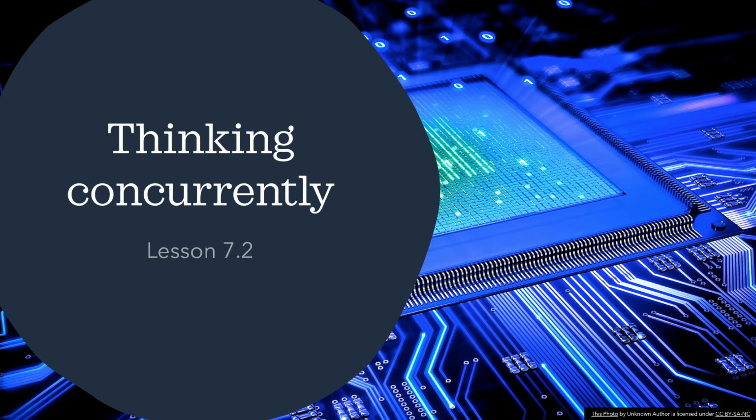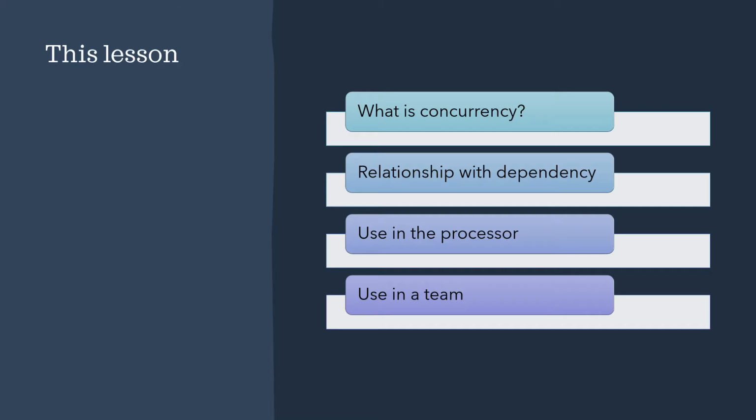In this lesson, we're going to talk about what it means to think concurrently. Thinking concurrently is one of the topics under computational thinking, and because it's a little bit more complex, I've picked it out as a lesson all on its own. In this lesson, we'll think about what concurrency is, the relationship between concurrency and dependency, and how concurrency is used inside the processor and in the work of a programming team.